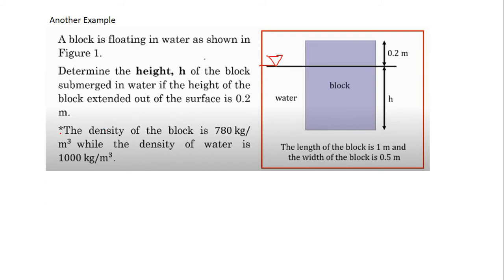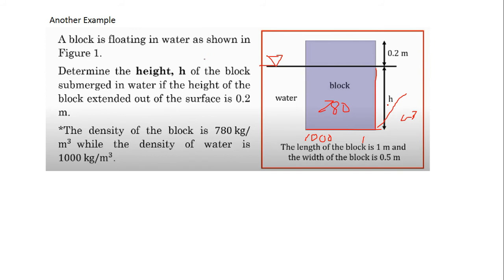So they give you the density of the block is 780, while the density of water is 1000. Okay. So the length of the block is 1 meter, and the width is 0.5. If we calculate like this, this is 0.5 and this is 1. So they want the length, what is this h?